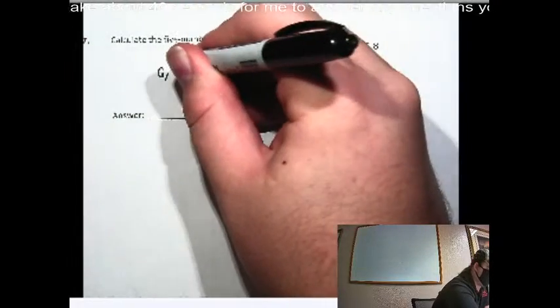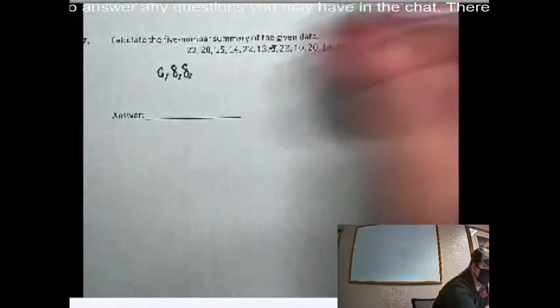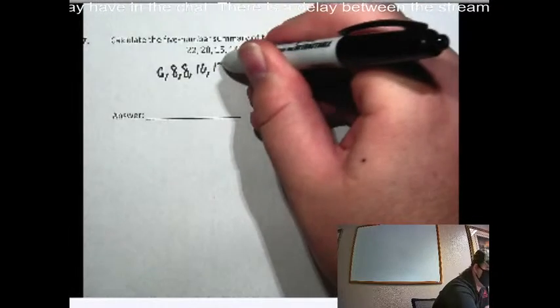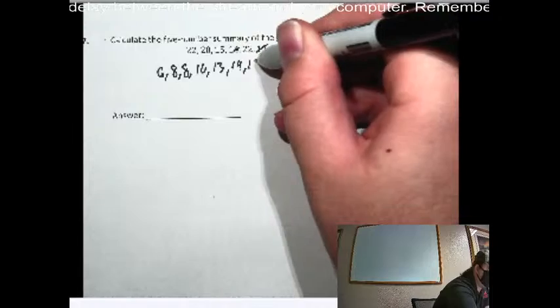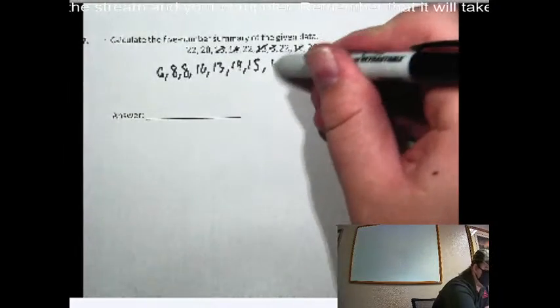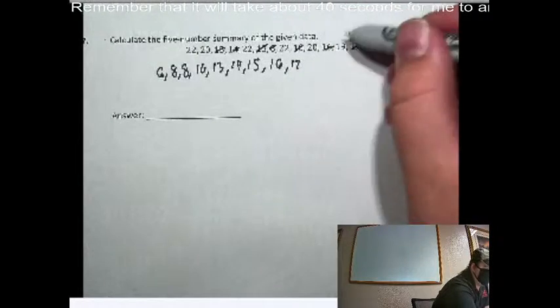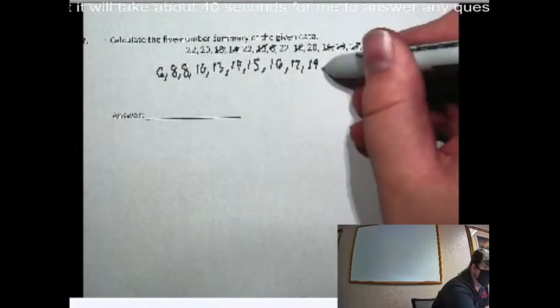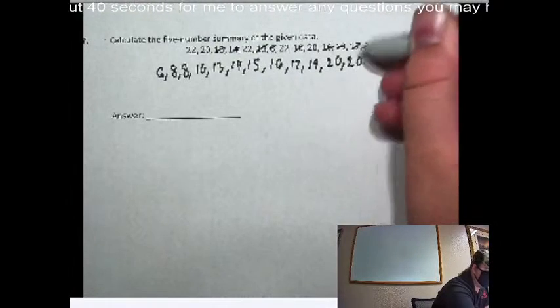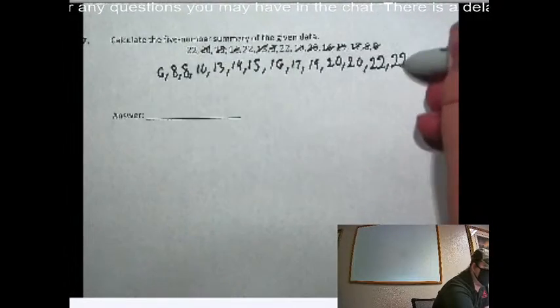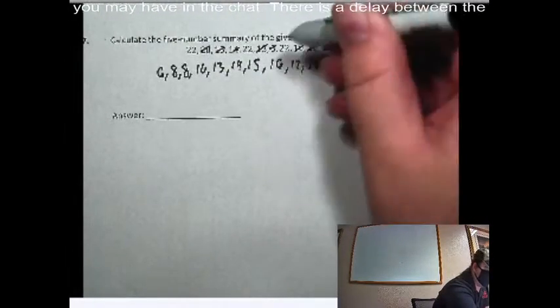So we have 6, 8, 8, 8, 8, then 10, 13, 14, 15, 16, 17, 19, 20, 20, 22, 22, and 22.